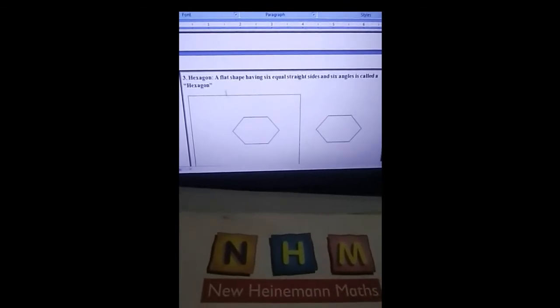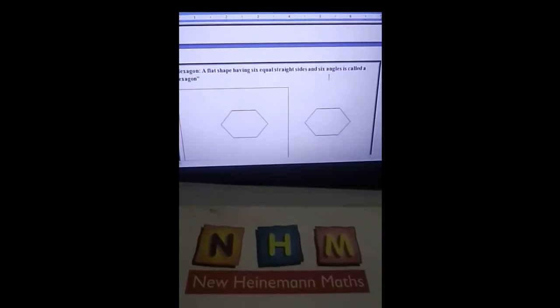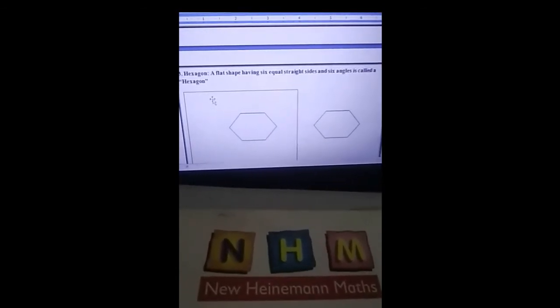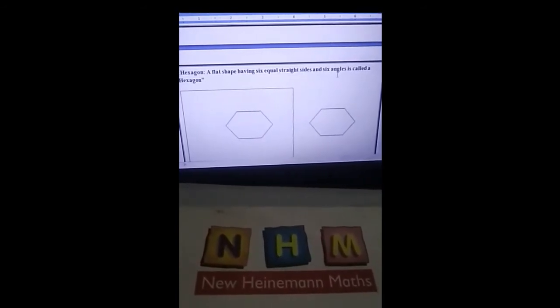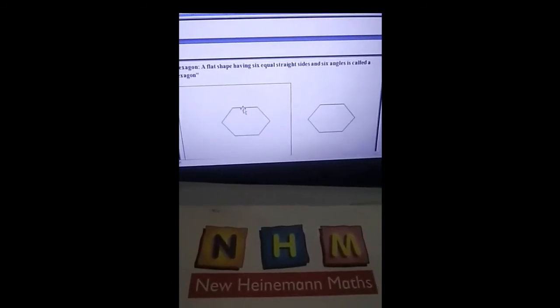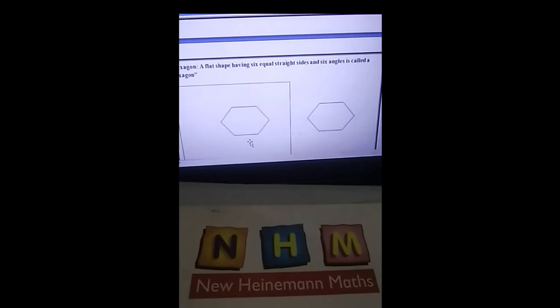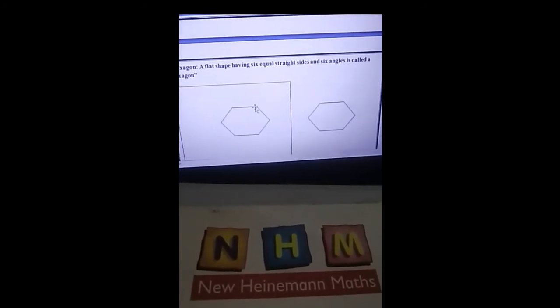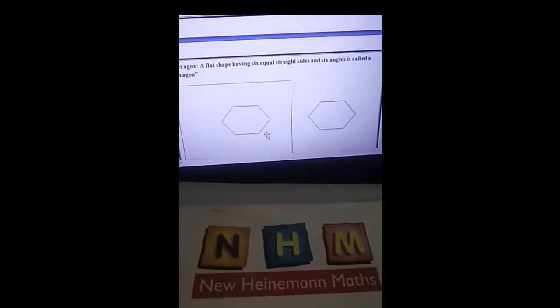What is hexagon? A flat shape having six equal straight sides and six angles is called a hexagon. So hexagon has six equal straight sides and six angles. Look at the picture. There are six equal straight sides. 1, 2, 3, 4, 5, and 6. So six equal straight sides with six angles. Angles are here. 1, 2, 3, 4, 5, and 6. So this is our hexagon.